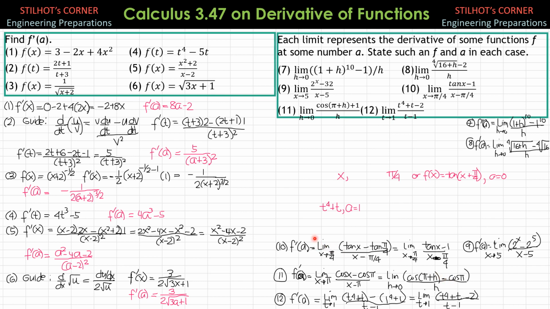F prime of a is equal to limit of f of x minus f of a over x minus a as x approaches a, or limit as h approaches 0 of f of quantity a plus h minus f of a over h. So depending on which of these two appear in the problem, then let's use that, where x is a plus h. So because this is 1 plus h, so we use this guide.